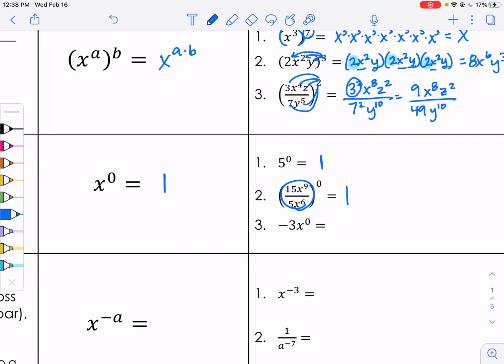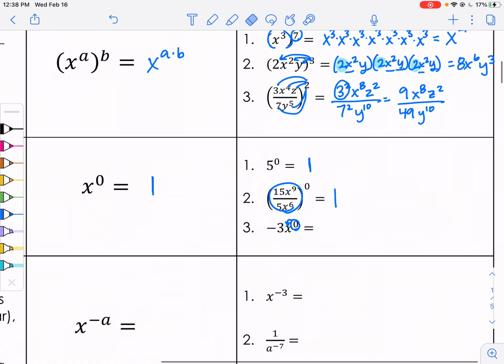And then be careful with this one. The 0 only applies to the x, right? So we have x to the 0 power turning into 1 here, but we still are multiplying times -3. So this one would be -3 as our answer there. So just an FYI there as we're looking.